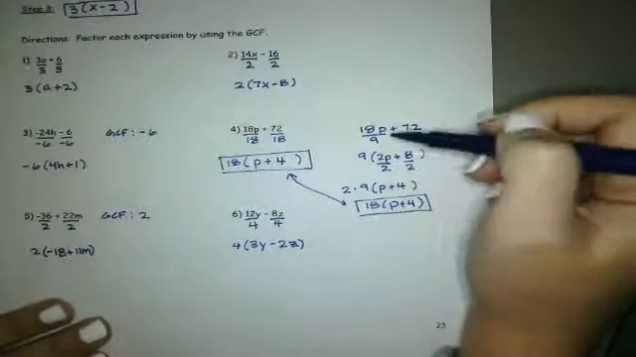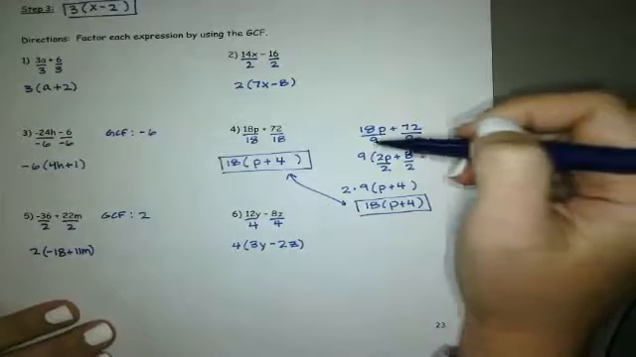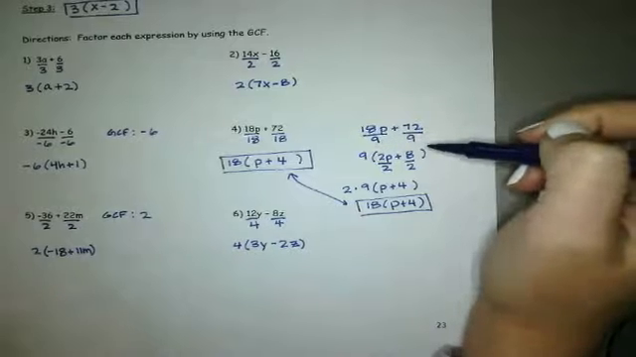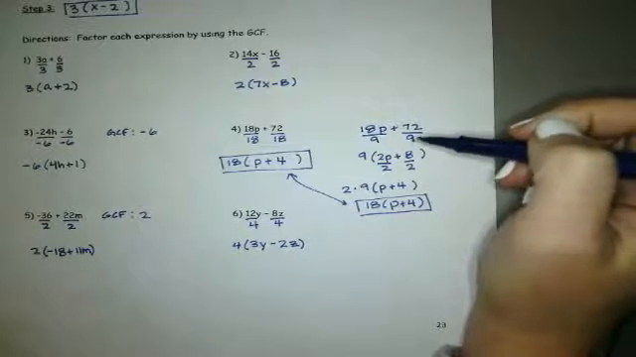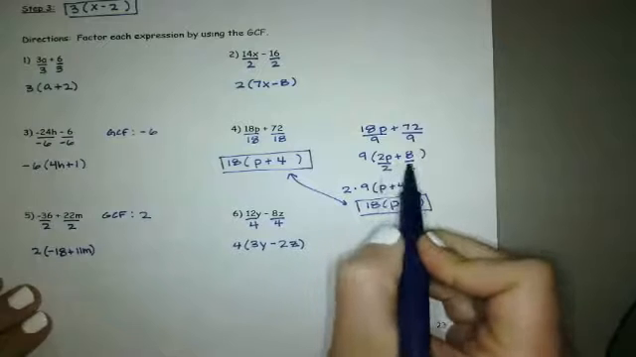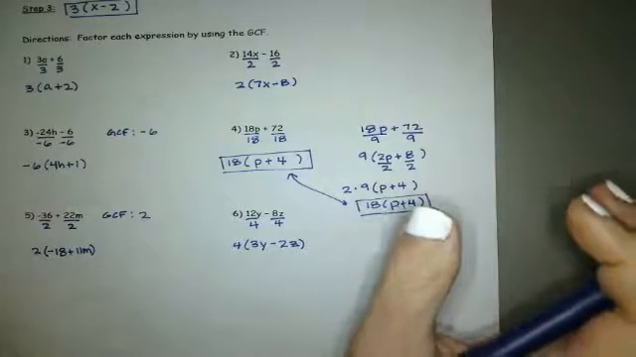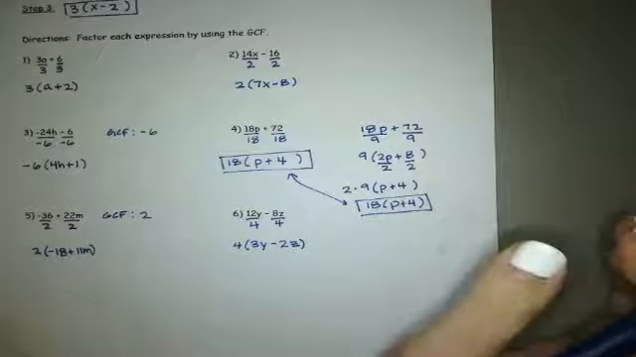So that happened because we didn't divide by the greatest common factor. We just divided by a common factor. So keep that in mind. Once you divide, look at what you have left inside the parentheses and make sure that there's nothing else that's still in common that you can keep going with.